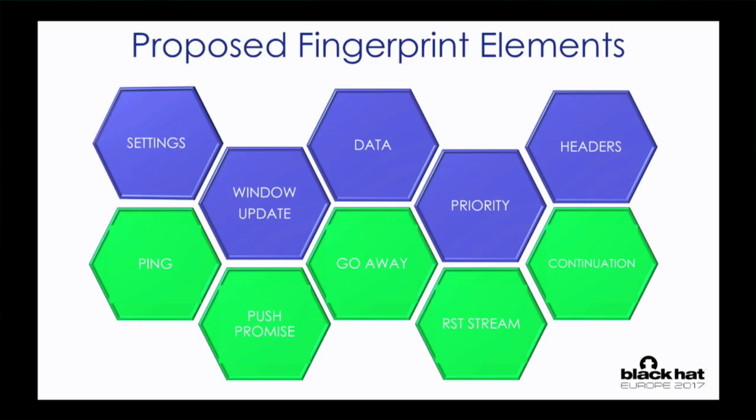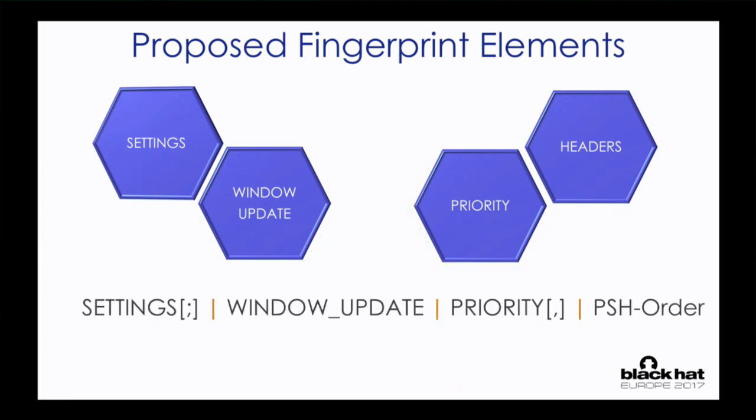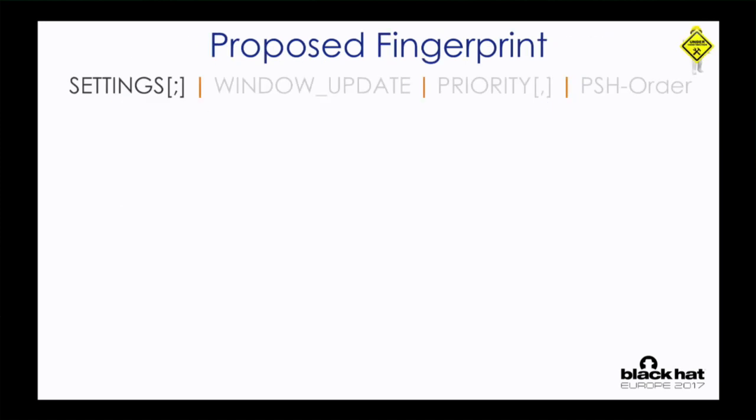If you remember this slide, these are the 10 types of frames which are defined in the RFC. And for the fingerprinting, we are only going to use 4 of them: the settings frame, the Windows update frame, priority, and the pseudo headers. So let's deep dive into them.